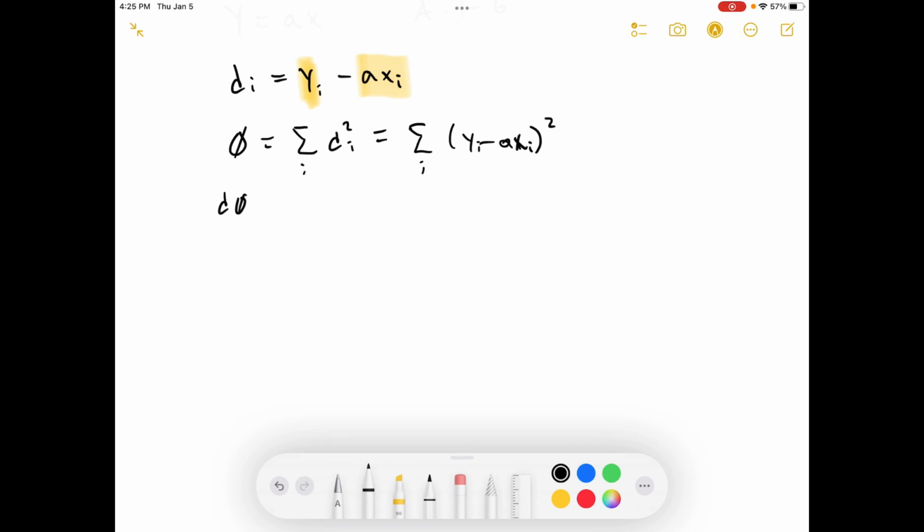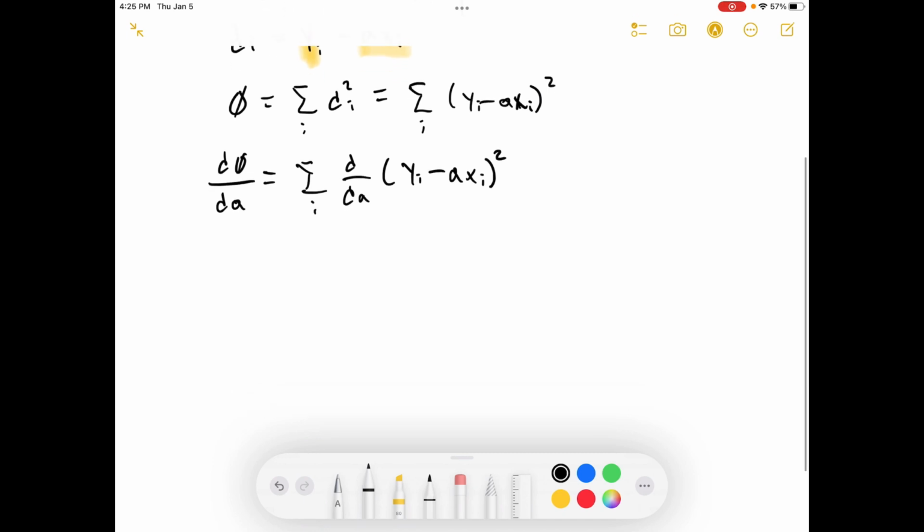So when a changes, how does the sum of the squared error change? We're taking the derivative. We can move the derivative inside the summation, and then we can take the derivative of this function on the inside.